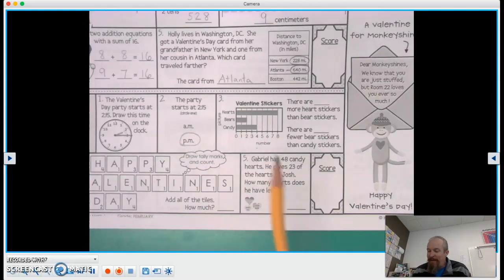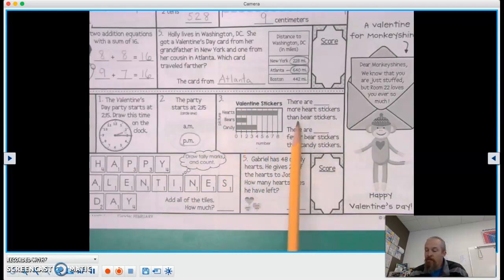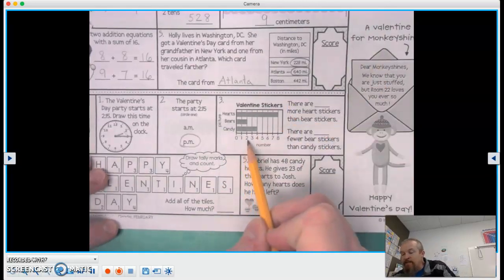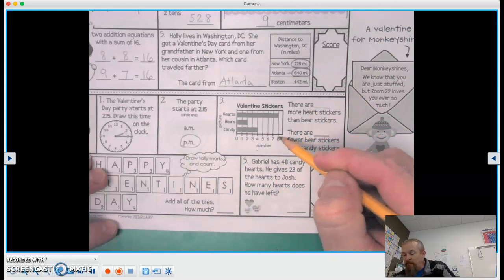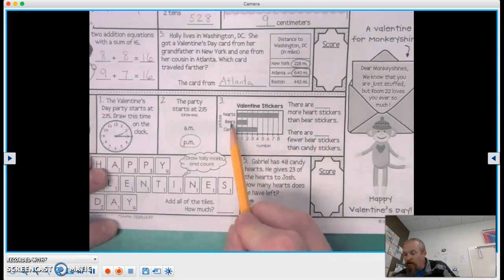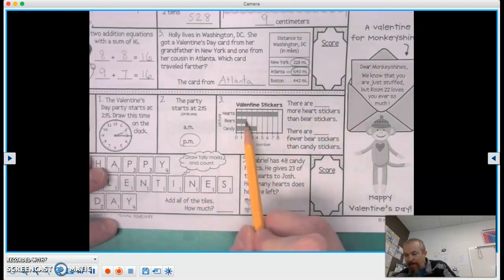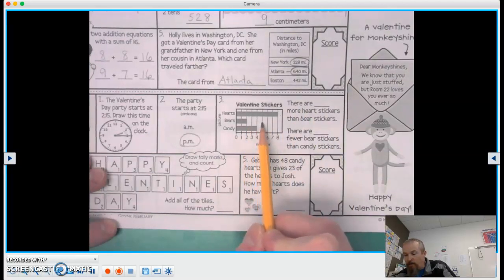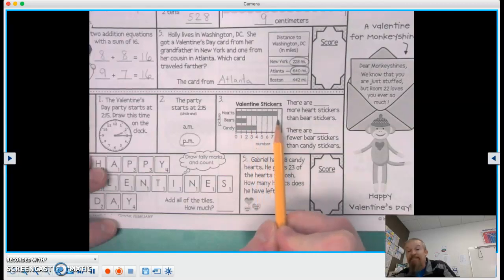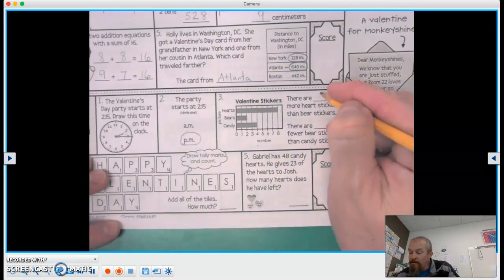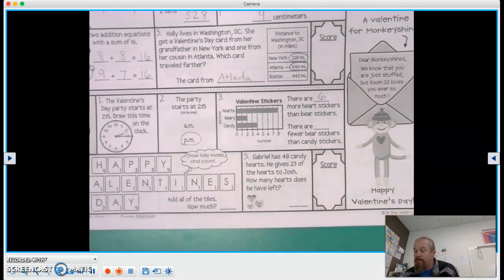Number 3, hearts, bears, candy. There's our Valentine stickers. There are blank more heart stickers than bear stickers. Well, let's look. Every one of these lines is worth 1. So there's 8 hearts and there are 2 bears. So we're going to compare the 2 with the 8. And I can see there are 1, 2, 3, 4, 5, 6 more heart stickers than bear stickers.